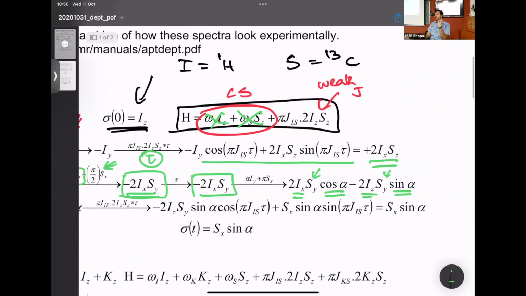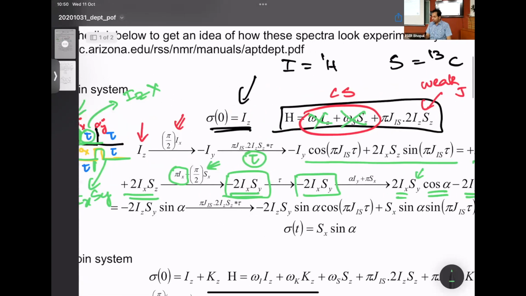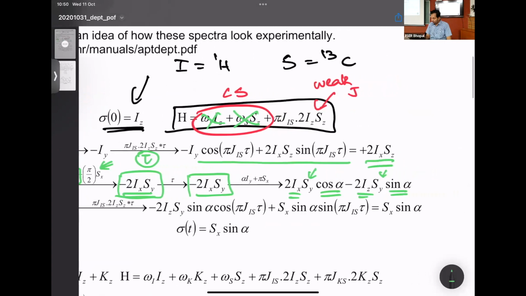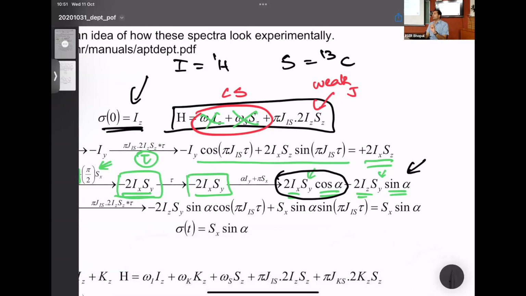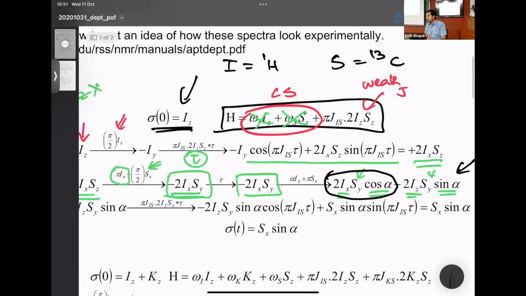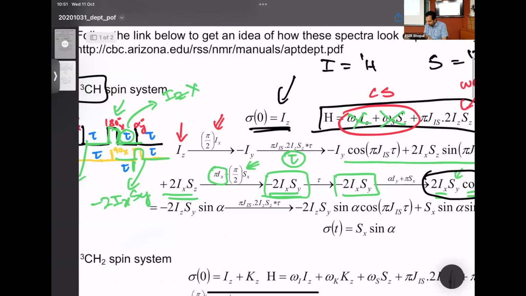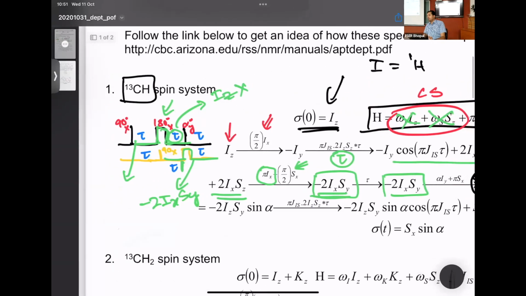Okay. I'm going to use one more idea here. So you have two components. What are the two components? You have the 2 IxSy cos part and you have the 2 IzSy sine part. Do you agree that IxSy is a multiple quantum term and IzSy is a single quantum term? And we also said that only single quantum coherences are observable, right? And what is only left in the pulse program is a tau delay. Nothing else is present.